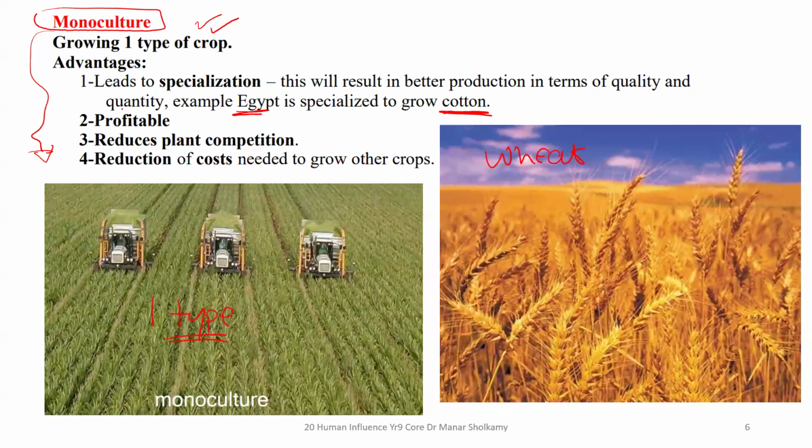It's very profitable. It will reduce plant competition because you will not grow any type of plant. I'm only going to grow one type of plant. Of course, it will reduce costs, less costs. I'm only growing one thing, cotton, wheat, only cucumber, only carrots, only one type of crop. I'll be an expert. This is going to give me specialization. It's going to bring me more money, faster, less plant competition, and cheaper.